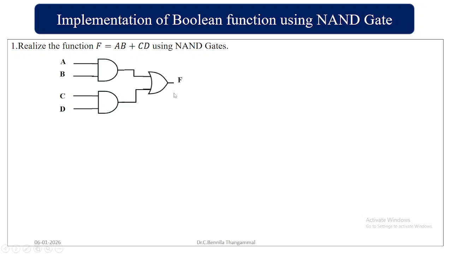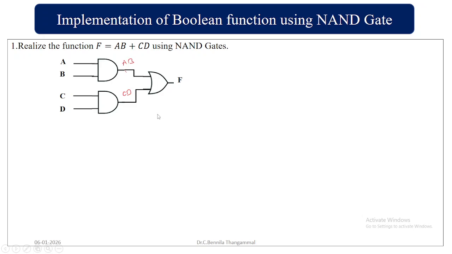So this is going to be the function here, right? With A and B, I will have AB here, then C and D, so the value is CD, and by adding these two I will get F, which is nothing but AB plus CD. Now the first step in NAND implementation is to convert AND to NAND.